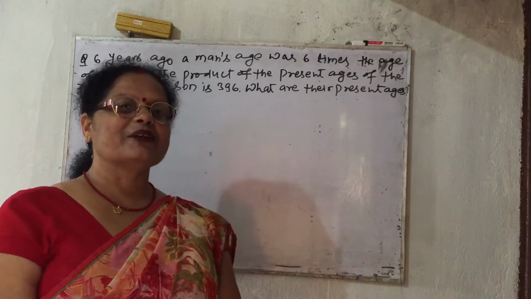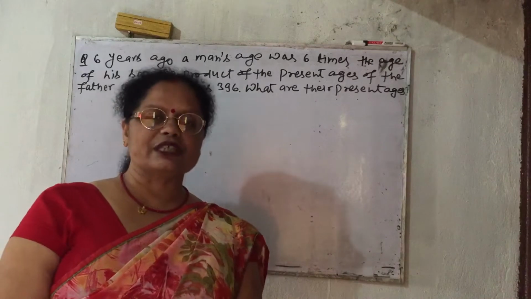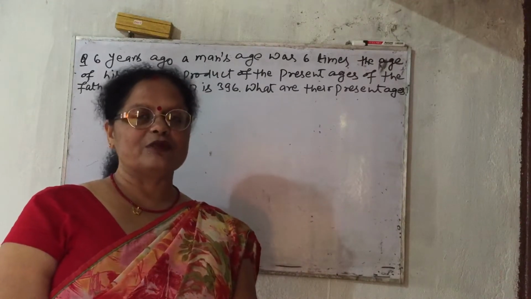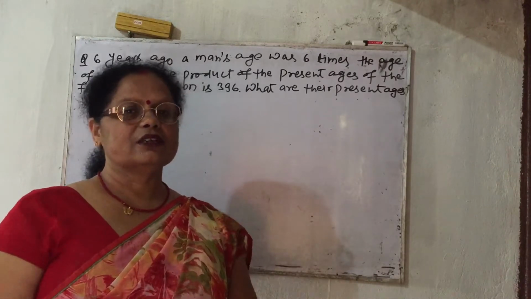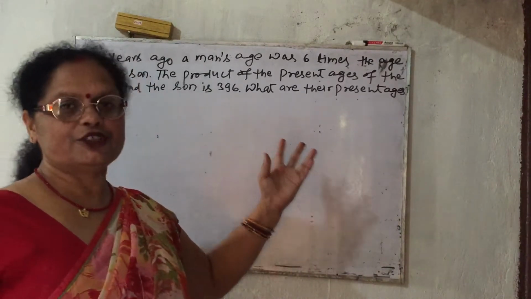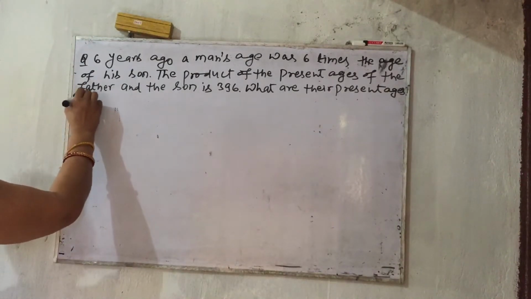Students are in confusion about making equations. After making equations they can solve, but they are confused about how to make equations. So let's see. I am going to try this. Here is the solution.